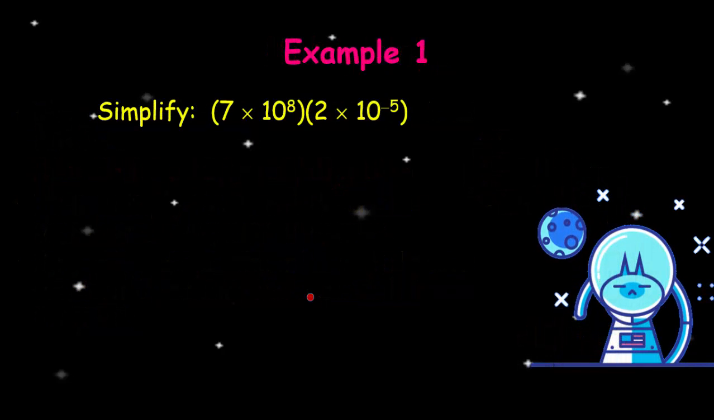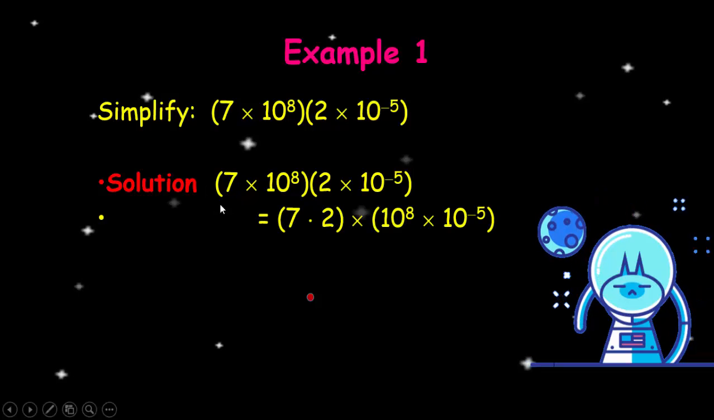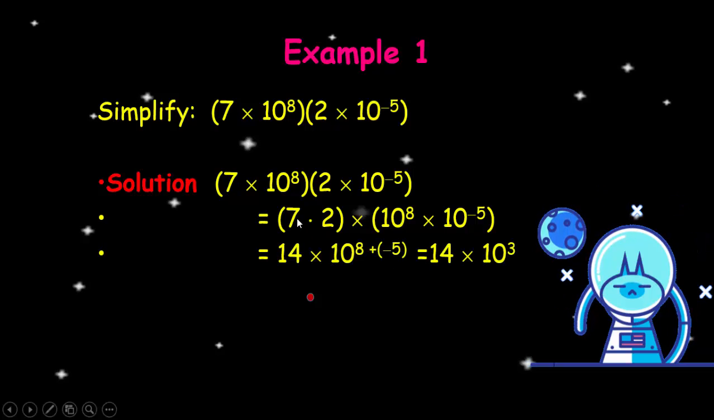Example 1. Simplify 7 times 10 to the 8th power, all times 2 times 10 to the negative 5 power. Solution. We multiply 7 times 2 here, and then we multiply 10 to the 8th times 10 to the negative 5. So here we just do regular multiplication. 7 times 2 is 14. And here we bring down the 10 and we add the exponents. In this case, we get 14 times 10 to the 3rd.